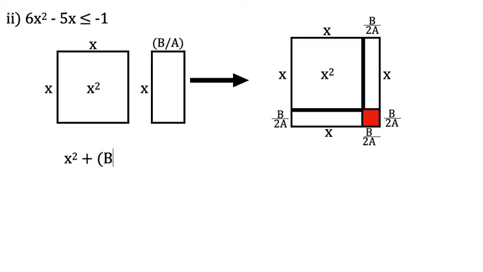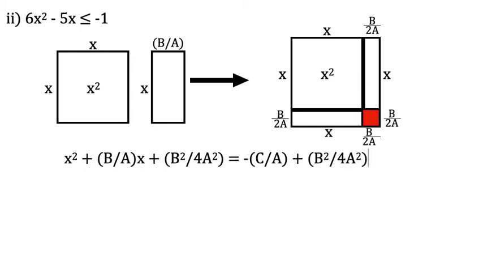Doing two different sets of algebra on both the left-hand and right-hand side, we would get that x squared plus b over a x plus b squared over 4a squared is equal to negative c over a plus b squared over 4a squared. The left-hand side can be simplified by reversing the expansion of the term x plus b over 2a squared. We can multiply c by 4a in order to get b squared minus 4ac over 4a squared.